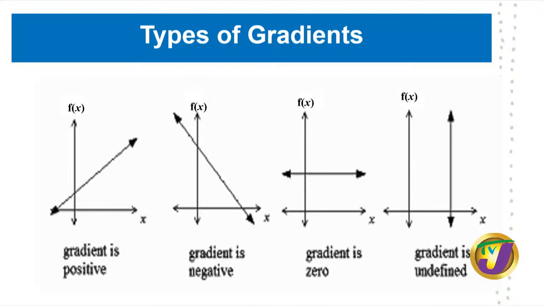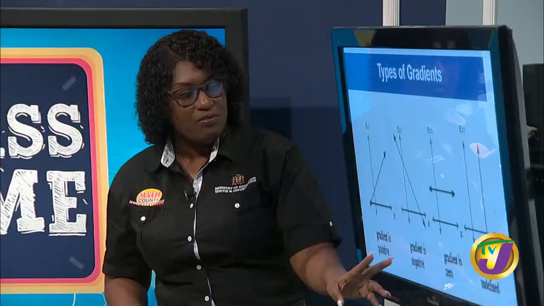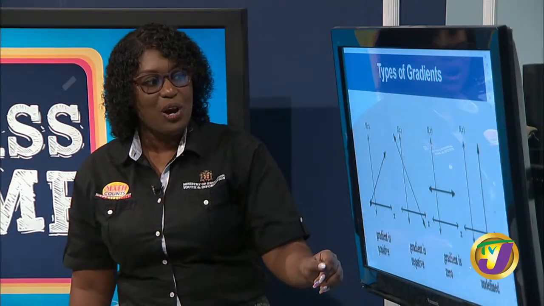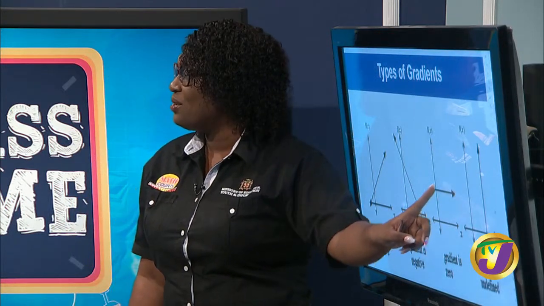All right, so now we have different types of gradients. We spoke about the steepness of the line and how it changes as the gradient changes. Now, let us look at our first function. The gradient here is positive, right? For our second function, the gradient is now negative. And for our third function, we have no gradient.